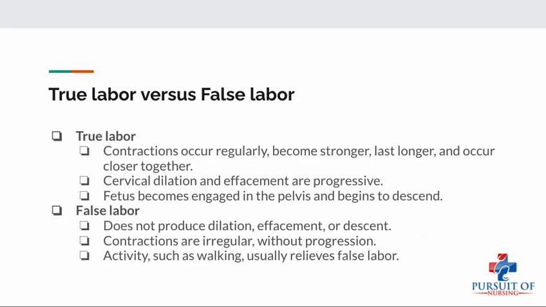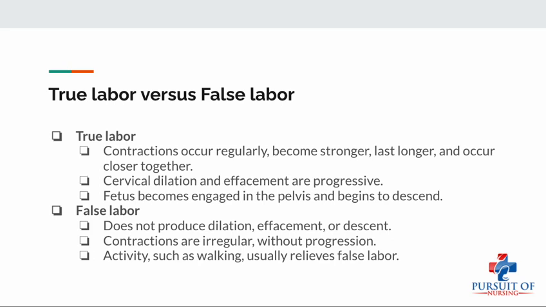All right, we have true labor versus false labor. True labor is when your contractions are regular, they become stronger, they last longer, they occur closer together. You see that progression of contractions. You're also going to have cervical dilation and effacement, and then the fetus is going to become engaged in the pelvis and begins to descend.